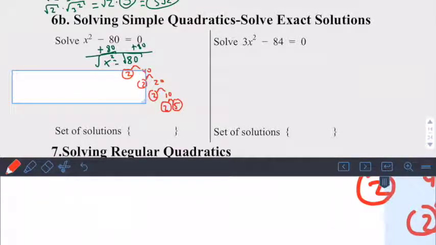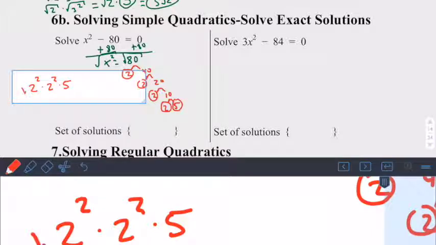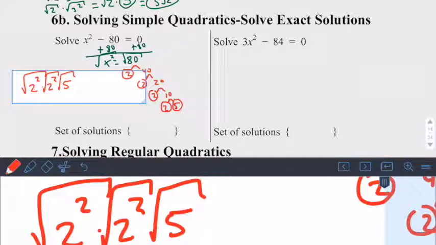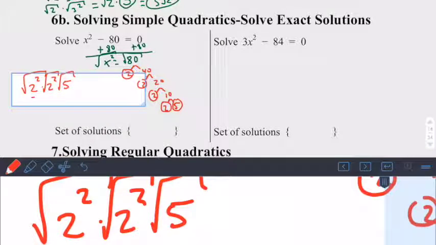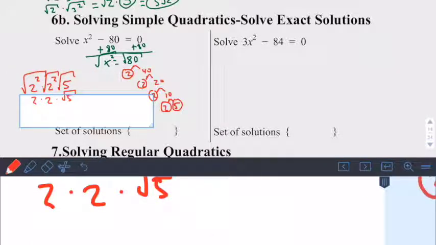So under my radical, my square root of 80 is really 2 squared times 2 squared times 5, and I can square root all of that. So I get 2 times 2 times square root of 5. Well, 2 times 2 is 4, so 4 square roots of 5.